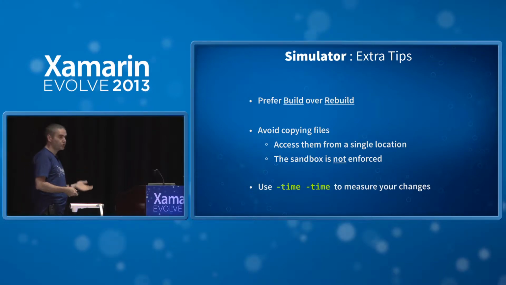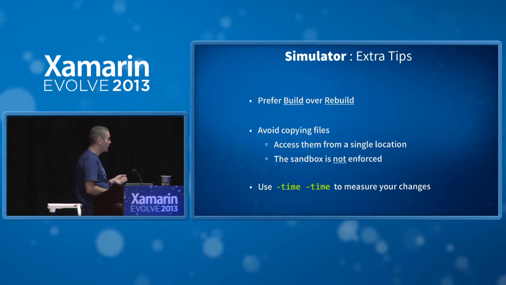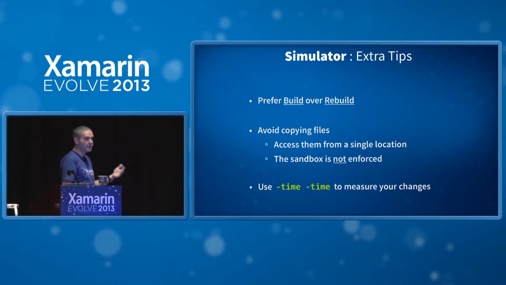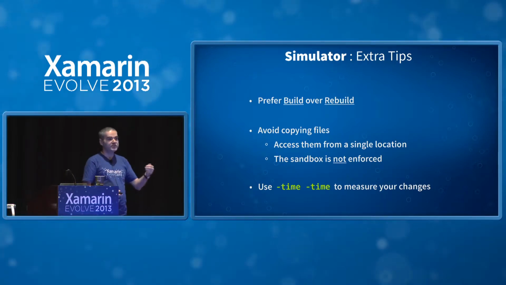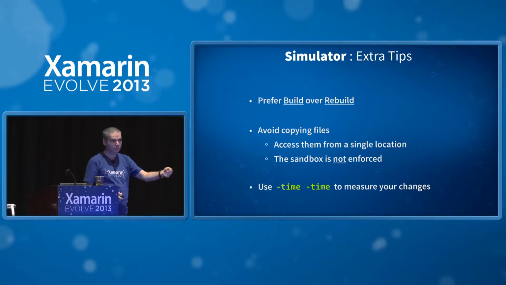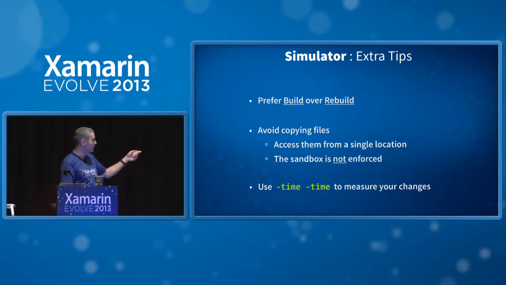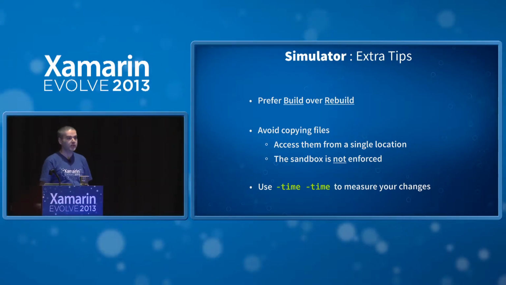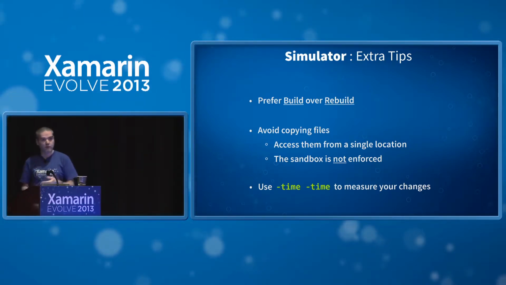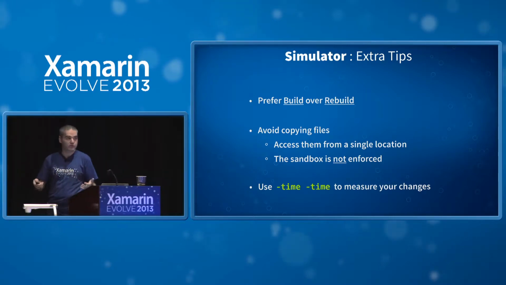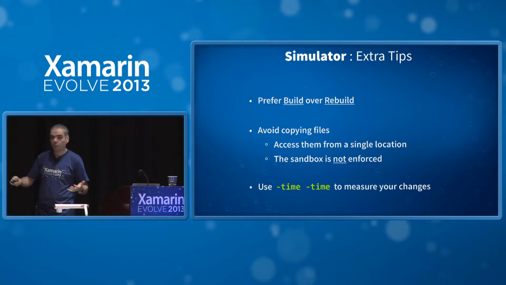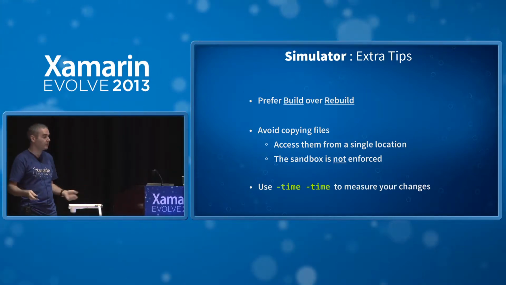Now, to help you measure your time, you can ask mTouch to give you timestamps on every step it goes through. You can do so by using the dash time option. That's useful if you change your options, or just because you're curious: where's my computer spending its time?